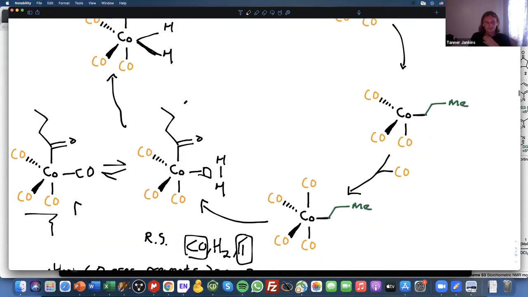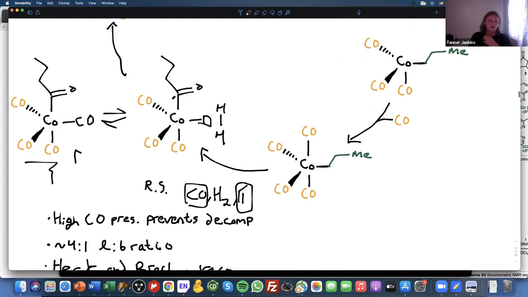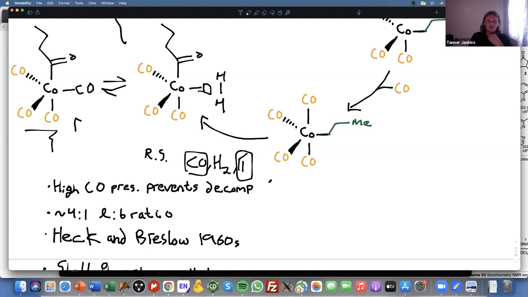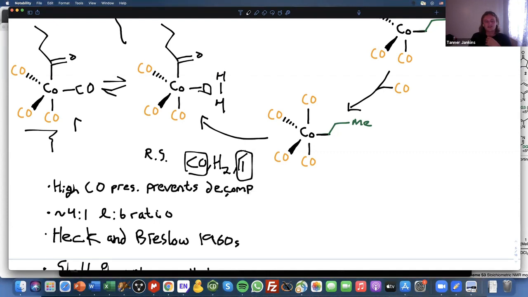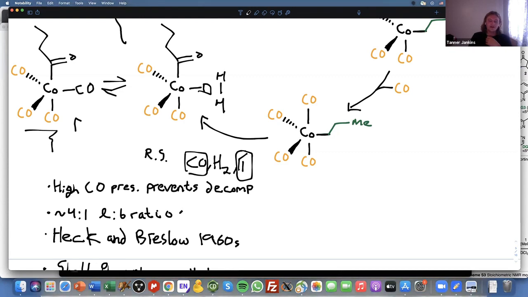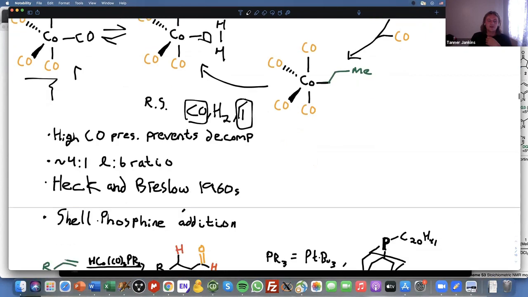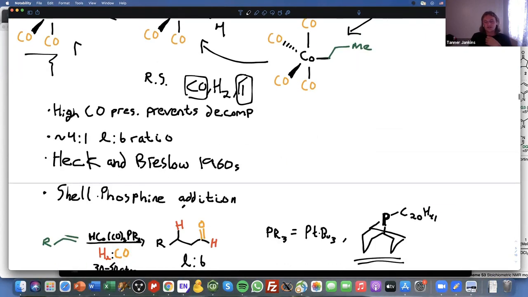product. And so unfortunately, as I mentioned, these processes with cobalt need to be run at extremely high pressures of CO to prevent decomposition of the catalyst. And so although the reaction is negative order in CO, the pressure of CO needs to be so high to prevent decomposition at the high reaction temperatures. And in these cases, with a non-ligated cobalt, you typically get a linear to branched ratio of 4:1, which is at least acceptable for some processes.